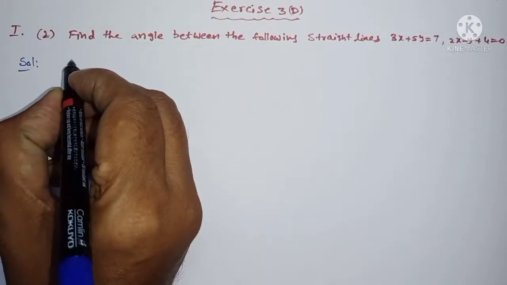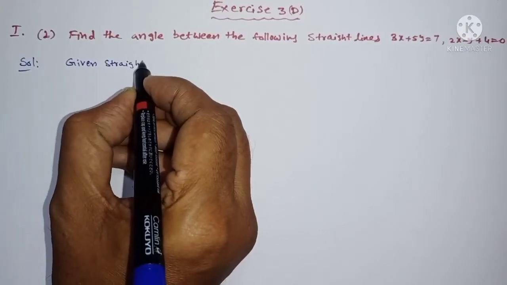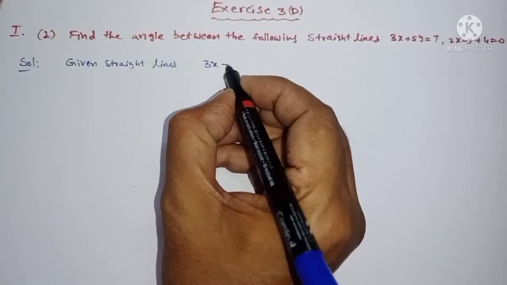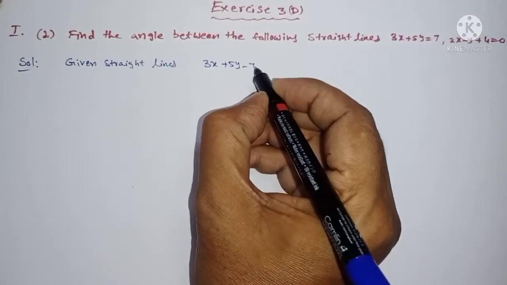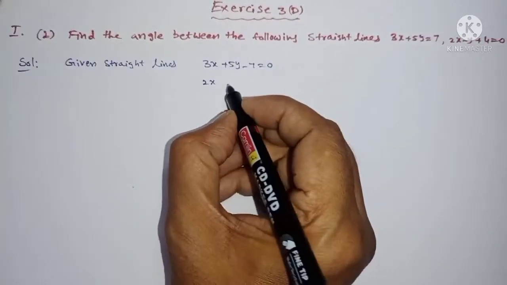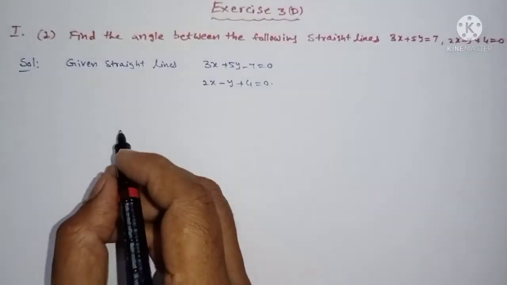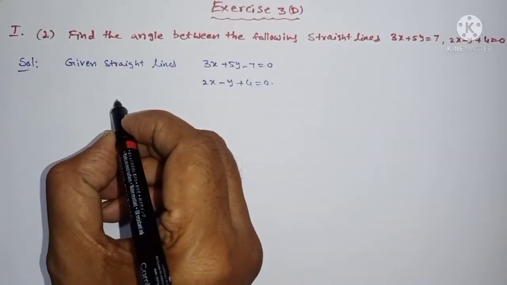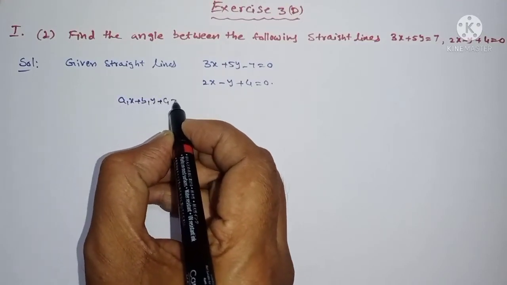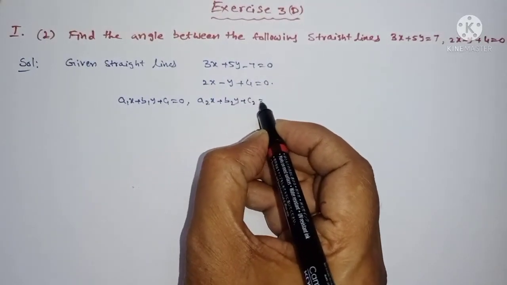Observe here, the given straight lines are 3x + 5y - 7 = 0, which you can write in standard form, and the second one is 2x - y + 4 = 0. You can compare these equations with a1x + b1y + c1 = 0 and a2x + b2y + c2 = 0.